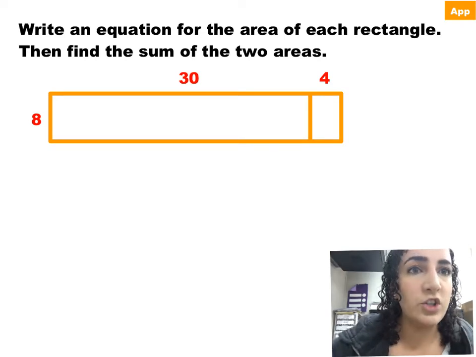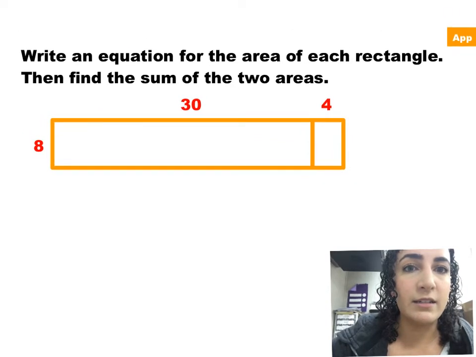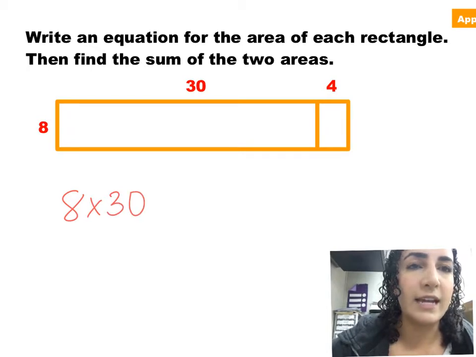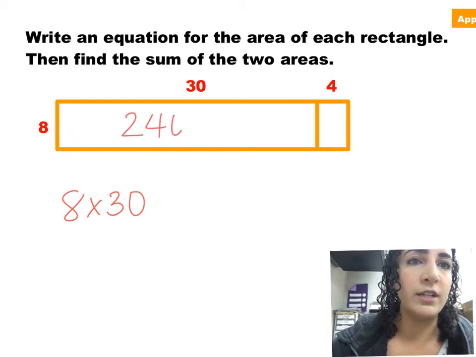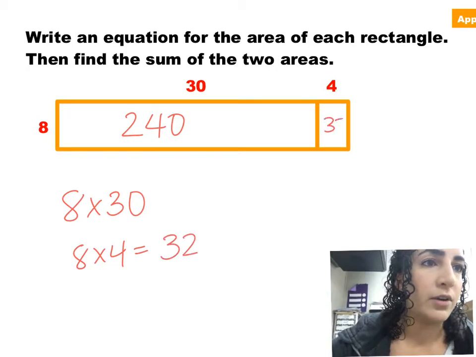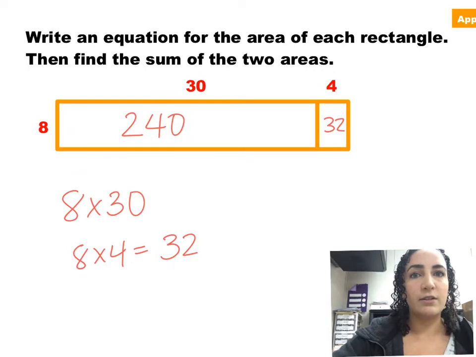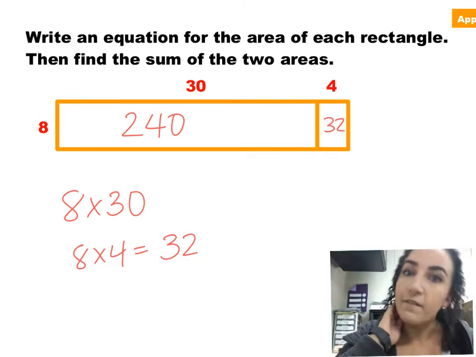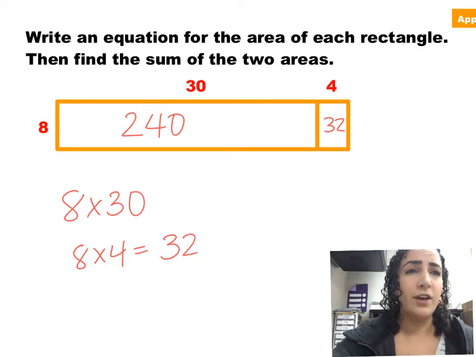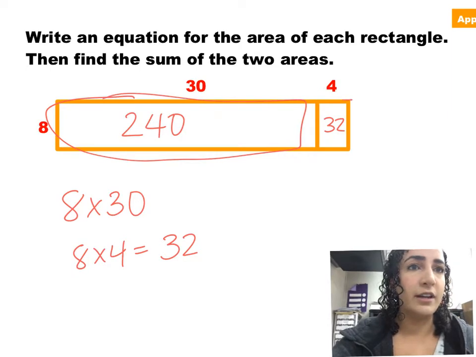So my equation for the big rectangle would be 8 times 30, and 8 times 30 equals 240. And then my equation for the little rectangle would be 8 times 4, which equals 32. So I would put 32 into that smaller rectangle. This idea is very important, and it is going to come back today, but also in the future when we do 2-digit by 2-digit multiplication. So hopefully this makes sense: we have the area of this rectangle, the area of this rectangle.